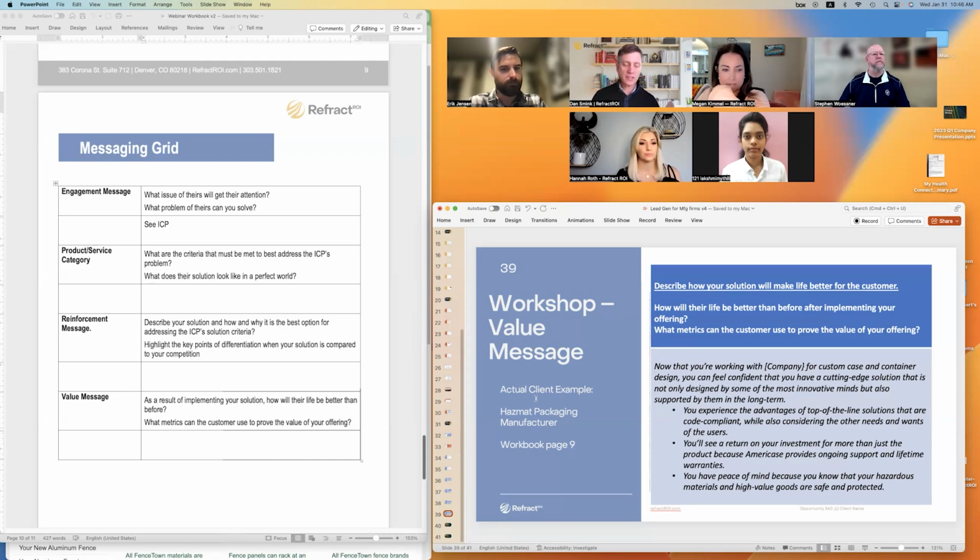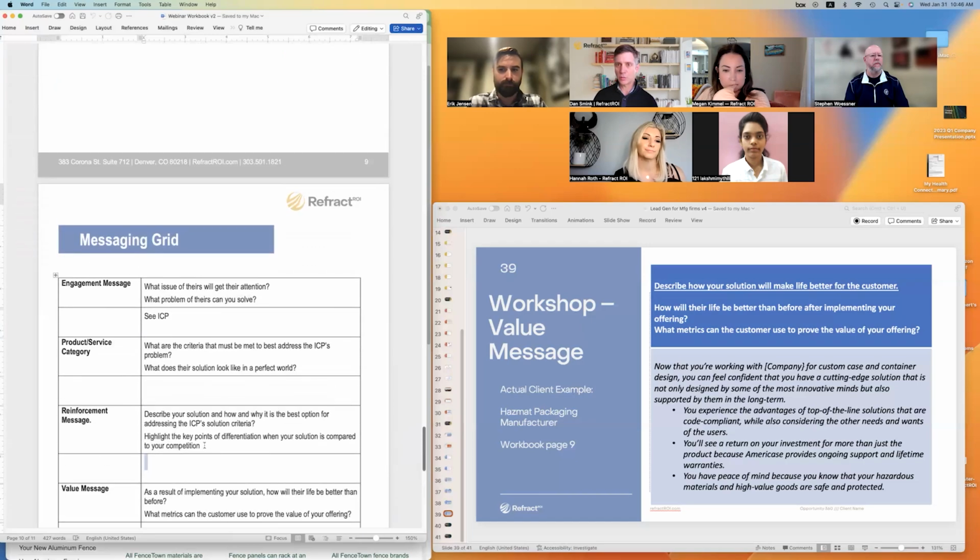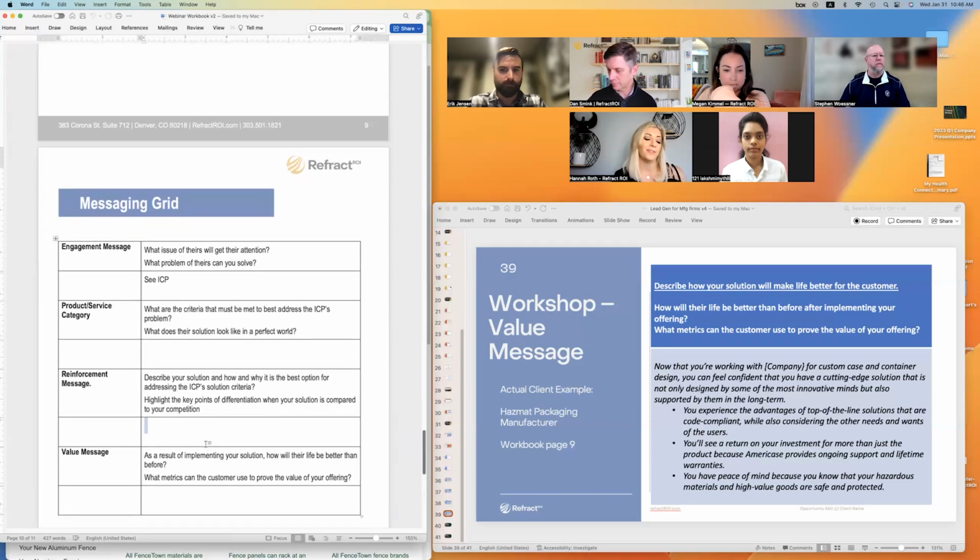So let's take a couple minutes, answer those two questions, and then assemble them into the messaging grid on page 10 of the workbook. Perfect. Starting the timer now. All right.